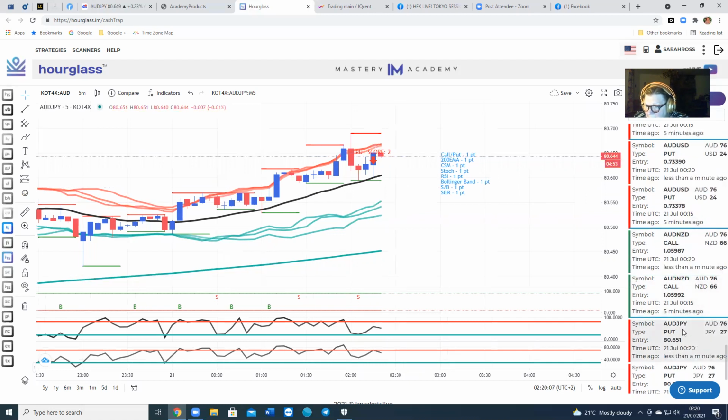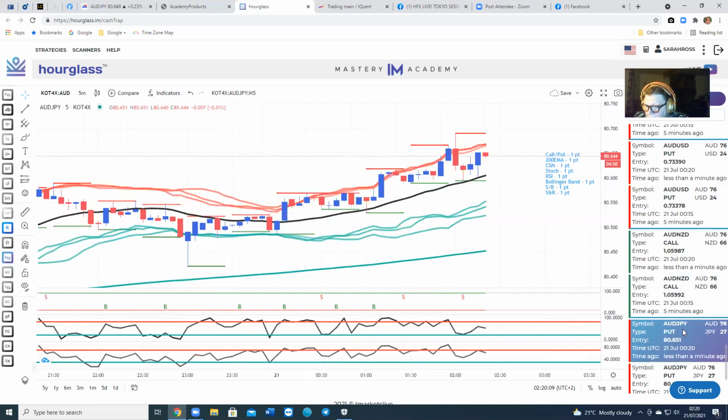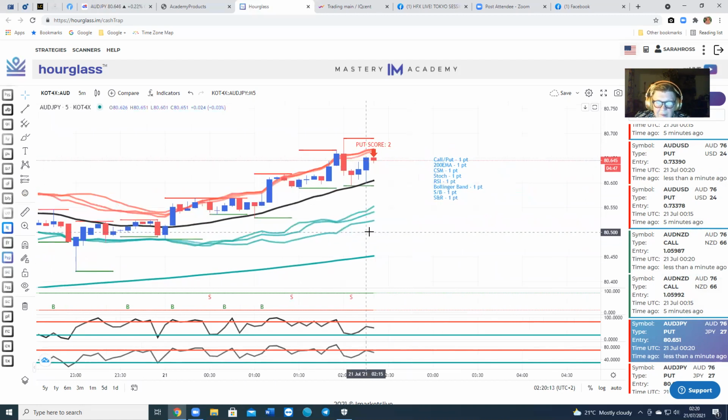That's a put again at 651. Australian dollar 76, Japanese yen 27. So they're moving closer together. So we haven't got the CSM, currency strength meter, 76 to 27. We haven't got that. We haven't got these up high enough, although the RSI did just quickly tap it there, but it's not really high enough. Haven't got the 200 moving average. We haven't got it off a line of support or resistance.